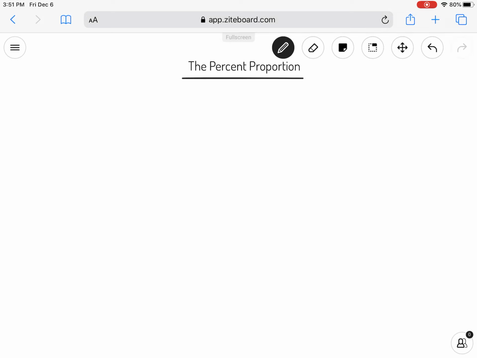All right, so really the percent proportion is the part of a whole number, say part of a pie if you want, or part of a pizza, over the whole, is equal to my percent number over 100. And using this proportion, we can calculate any piece of this, okay?